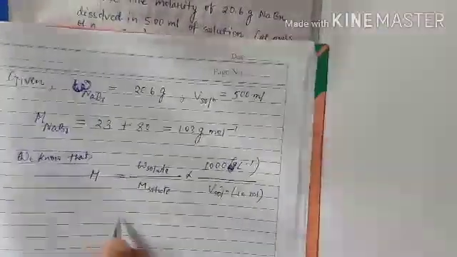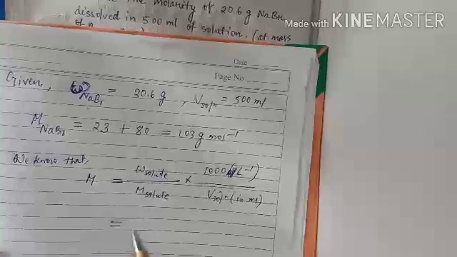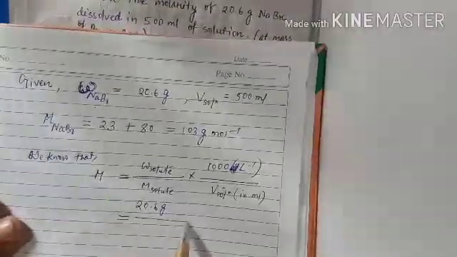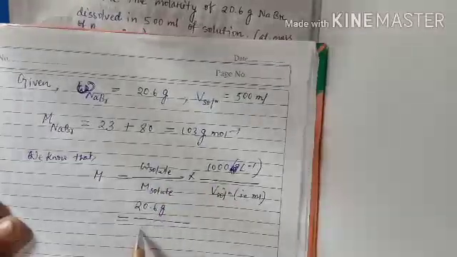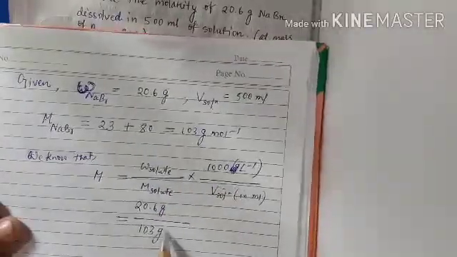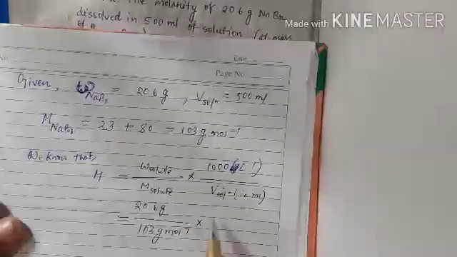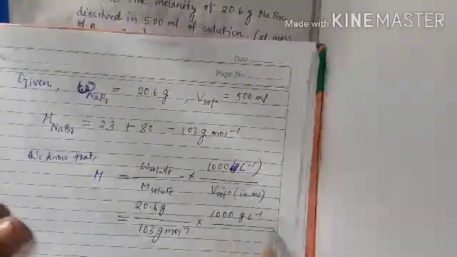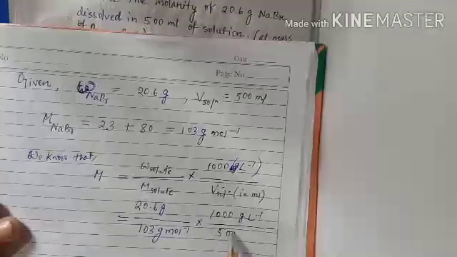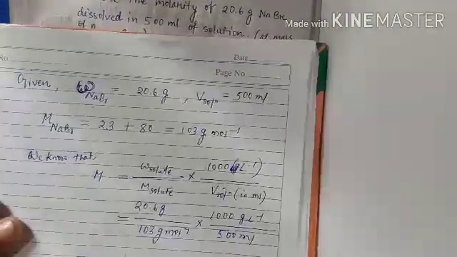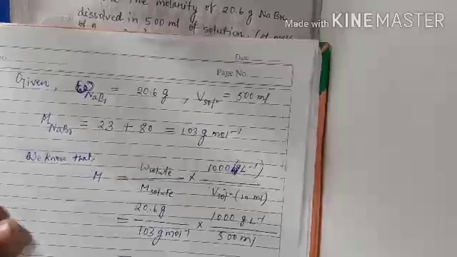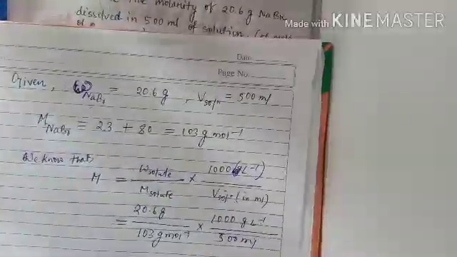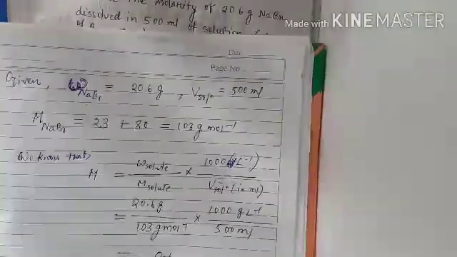So W solute we have to find, that is 20.6 gram divided by molar mass, which we already found to be 103 gram per mole, multiplied by 1000 ml per liter, divided by volume of solution, which is 500 ml. If we solve this problem, we get the answer approximately equal to 0.4.